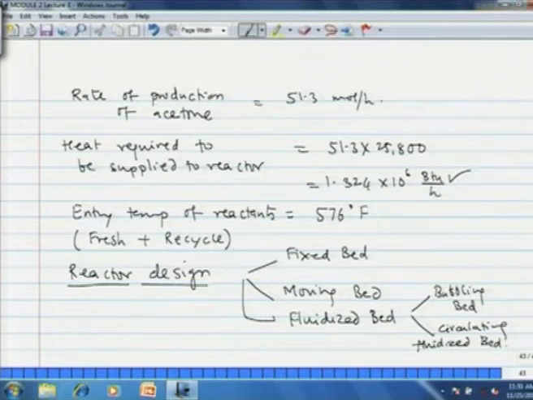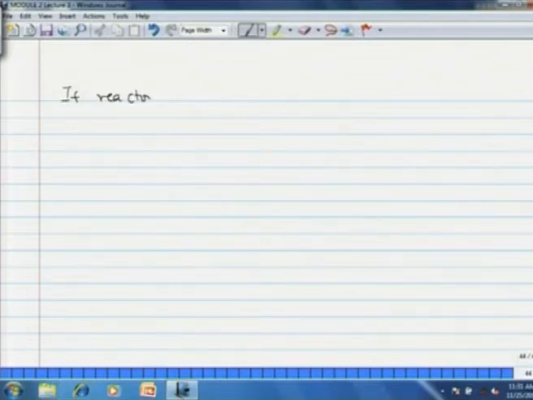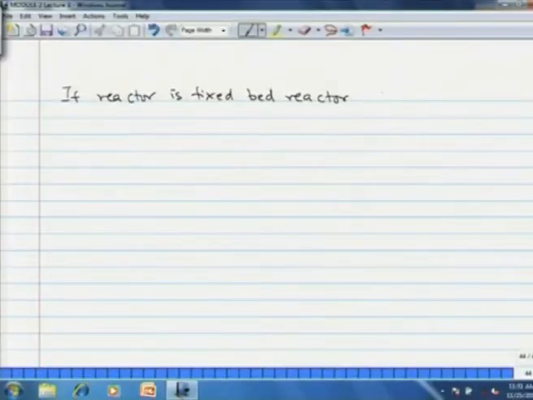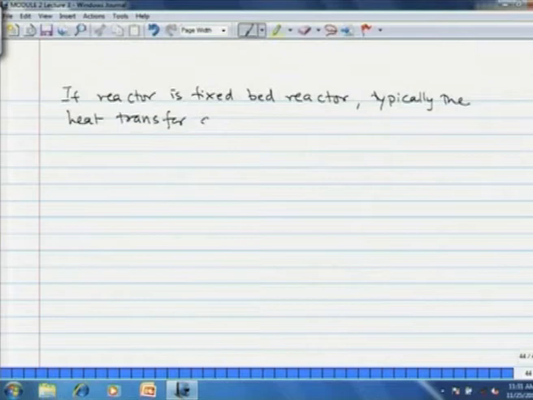Now, typically as a thumb rule, if the reactor is a fixed bed reactor in the form of a heat exchanger, and as I just said the catalyst is packed in the tube over which the reactant flows, then typically the heat transfer area that can be accommodated in a heat exchanger is about 6,000 to 8,000 feet square.